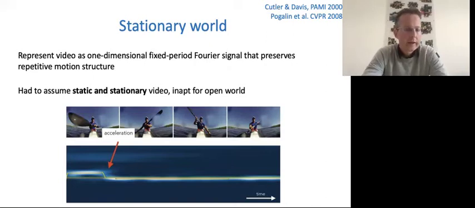Here you see that exemplified by a video of a rower who is all of a sudden accelerating. This is plotted in the time frequency space over here. So there's an acceleration of the rower, and this appears as a shift of the maximum power in the time frequency space. And the Fourier transform is unable to handle such non-stationary motion.